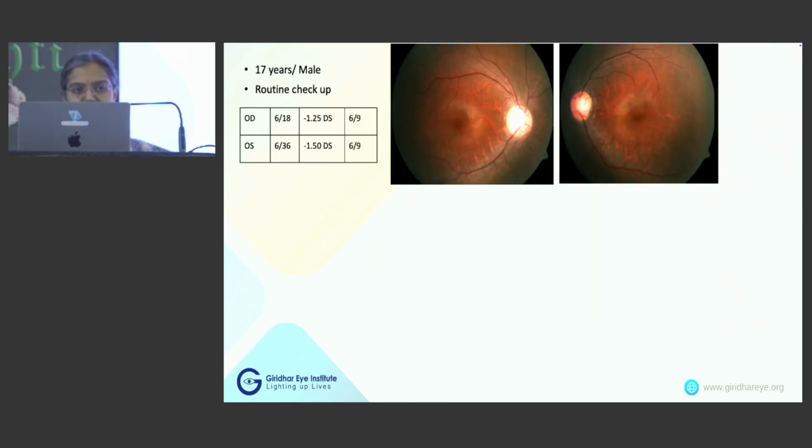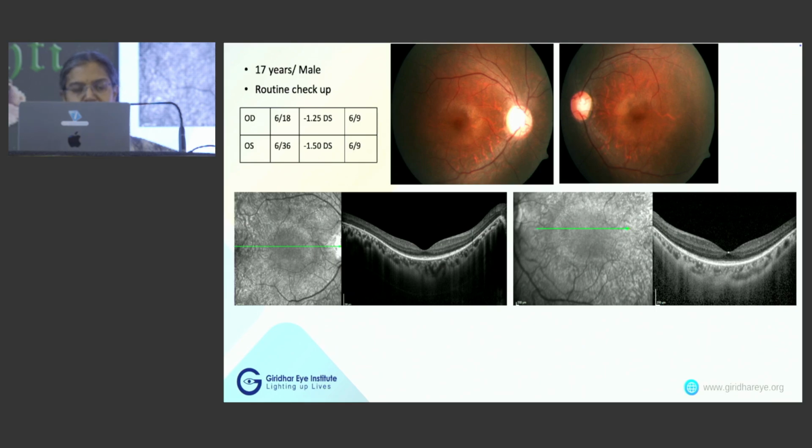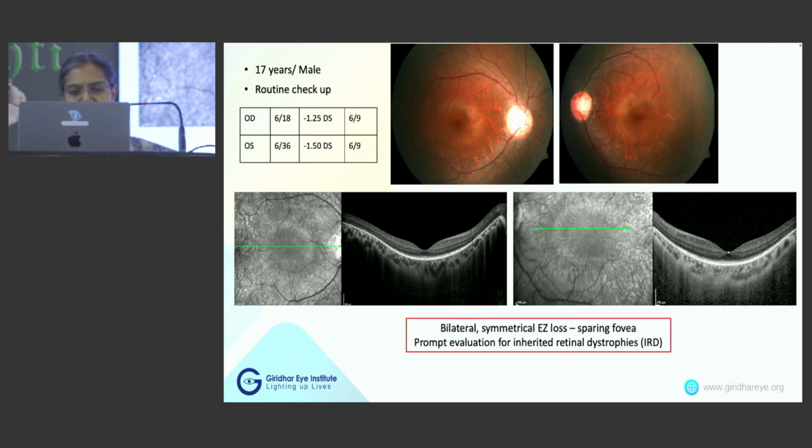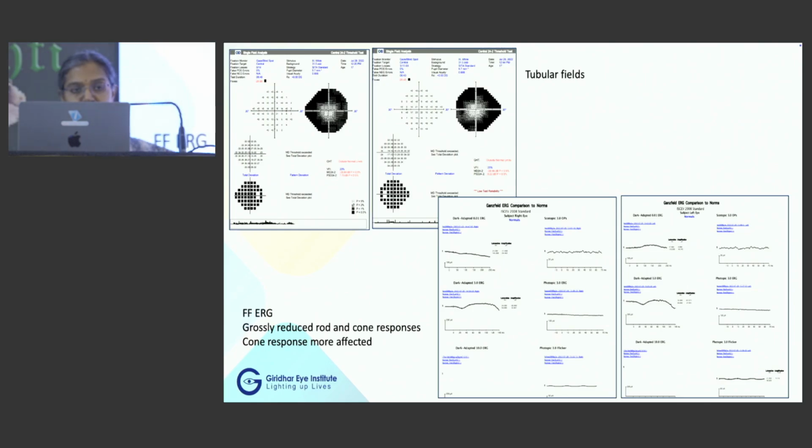This is a young boy, 17 years old. He walked in just for his routine checkup. He has low-grade myopia and did not have any complaints at all. But if you see, there are some vague RPE changes around the fovea, but OCT showed extensive EZ loss. Whenever you see such bilateral symmetrical EZ loss, it is an indication to evaluate for inherited retinal dystrophies. To our surprise, his fields were tubular and there was gross reduction in the rod and cone responses in ERG, which led us to a diagnosis of cone-rod dystrophy.